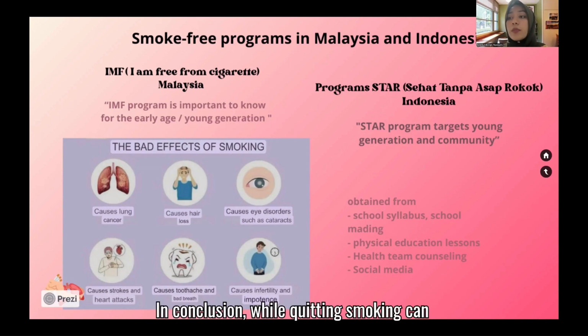In conclusion, while quitting smoking can be challenging due to nicotine addiction and withdrawal symptoms, the health benefits are undeniable. Programs like IMF and STAR are vital in educating and supporting communities to lead smoke-free lives, particularly targeting the younger generation to prevent them from picking up the habit in the first place. Together, these efforts can significantly reduce the prevalence of smoking-related diseases and improve public health.